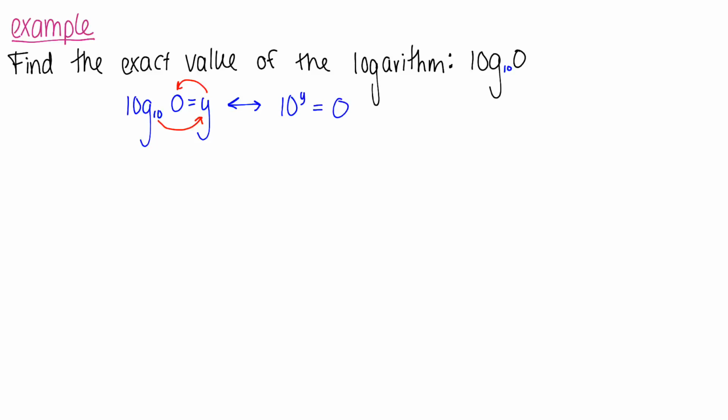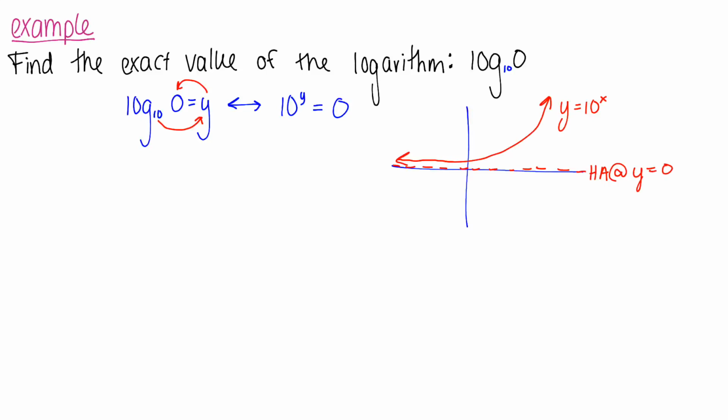Now here's what's interesting. We talked about exponential functions in the last section, and we talked about how if you had 10 to the x, it would look like this, with a horizontal asymptote at y equals 0, which means that it never touches y equals 0. The y value is never 0. There's not a single value that you could plug in for y here to make 0 come out. This will never happen. This has no solution.